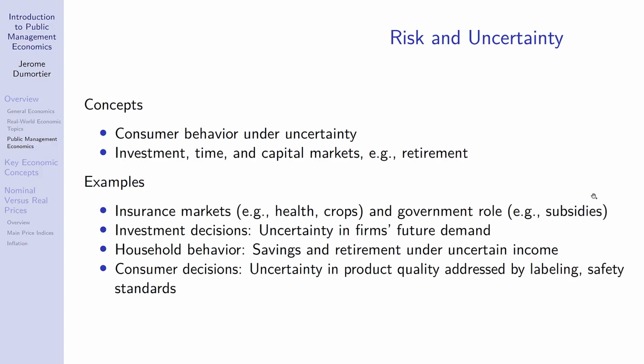Households must decide how much to save for retirement under uncertain income and return streams. Firms make investment decisions without knowing future demand, and even consumers face uncertainty about product quality, which can be addressed through labeling and safety standards. We are going to have a look at how consumers and firms make investment decisions, or any decision, under risk and uncertainty.